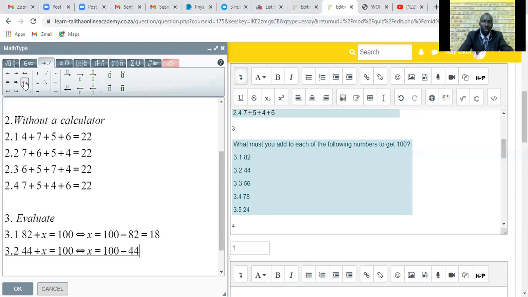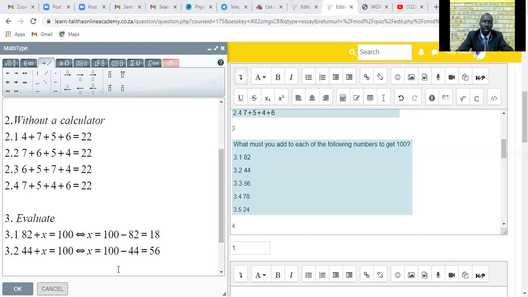Now notice that when we take 44 from 100, what we get is 56. And so we need to add 56 to 44 so that we get 100. Well, can we prove that out? Let's check, starting with question 1. When we add 82 to 18, we get 100. Then for the second question, when we add 56 to 44, we also get 100.